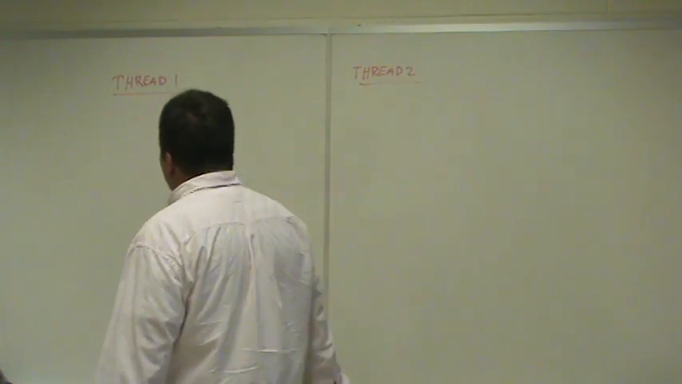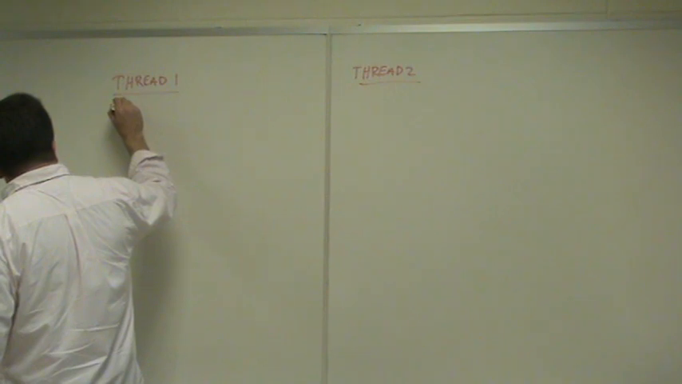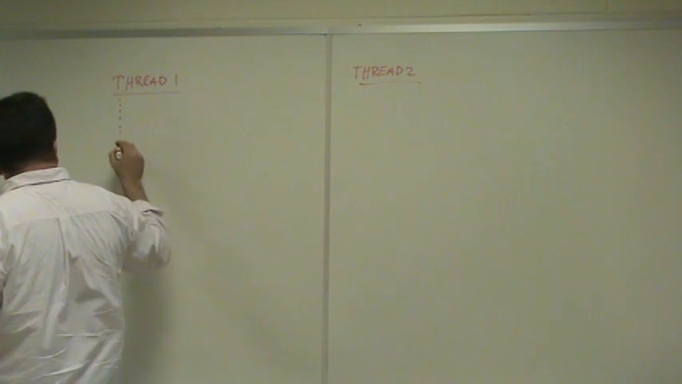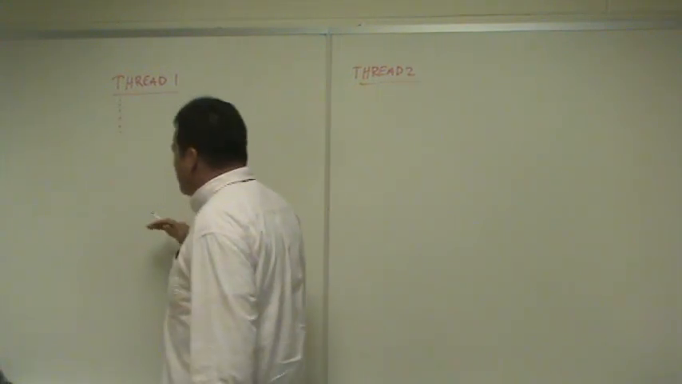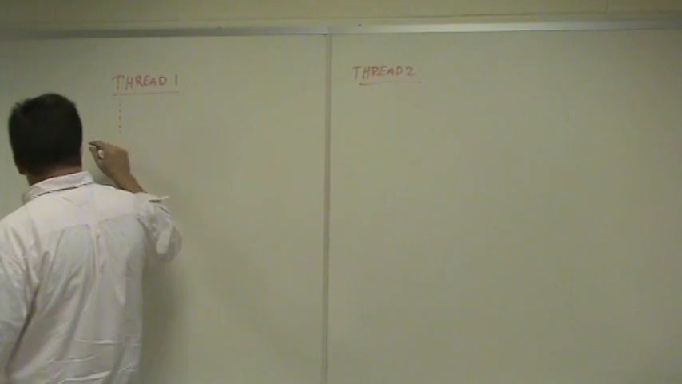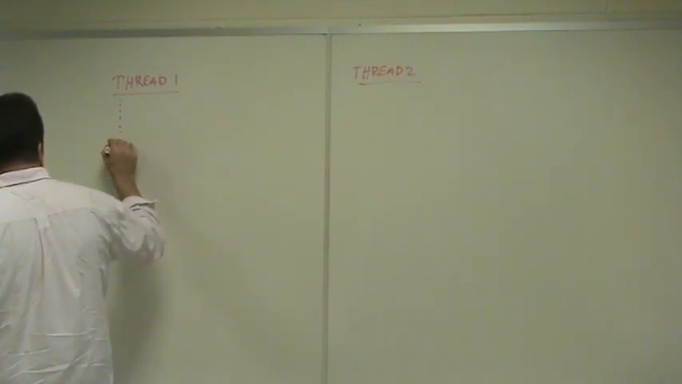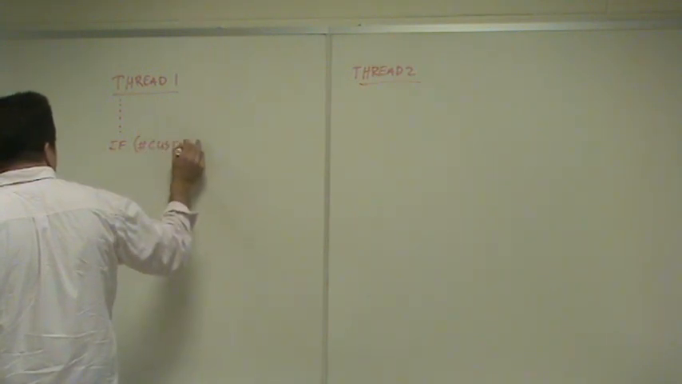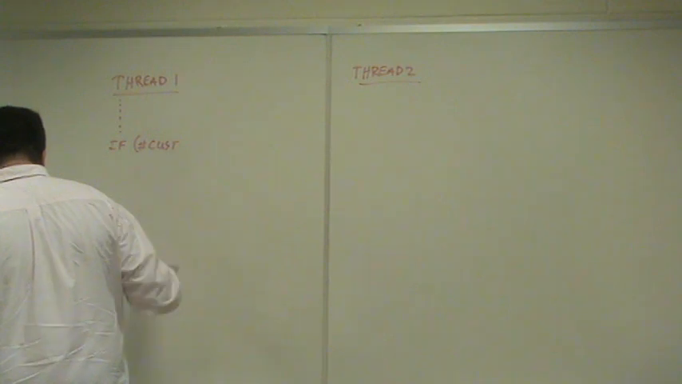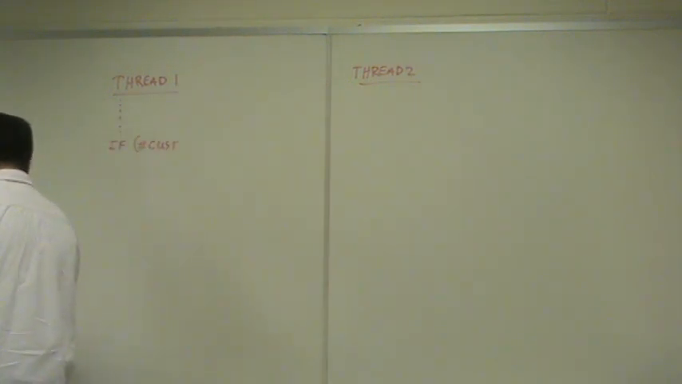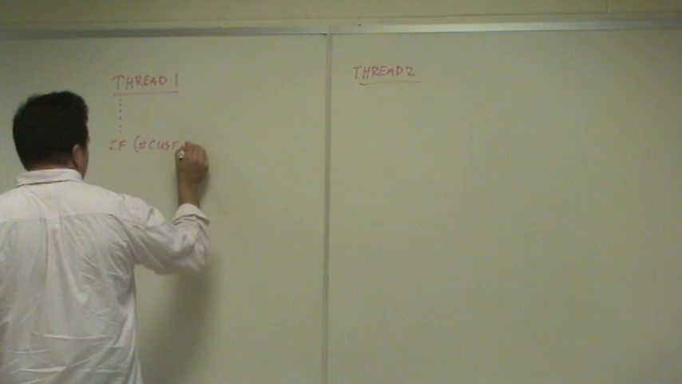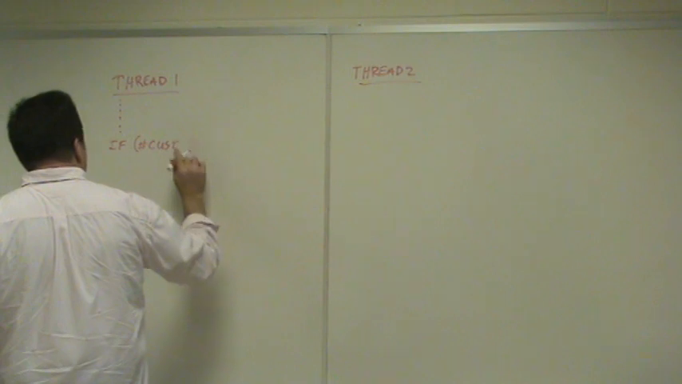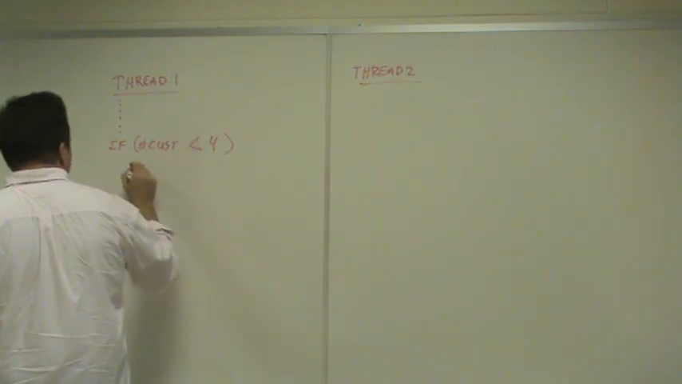And thread one could do something like, well, we'll stick with that supermarket example. I'm not going to do a perfect job, I'll just do it like a whiteboard. I'll just say if the number of customers is less than 4, then I'll wait.